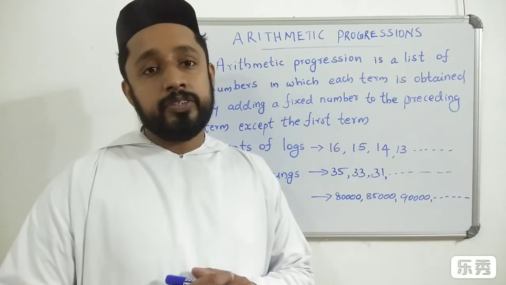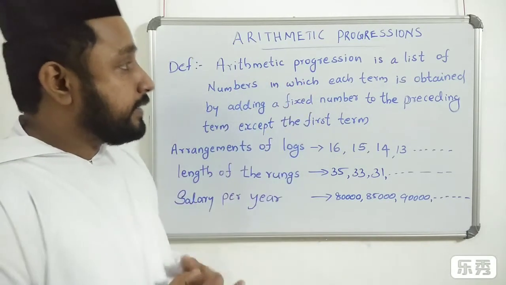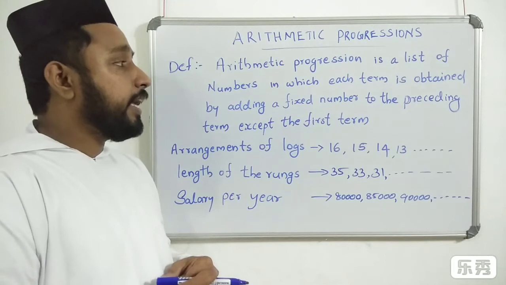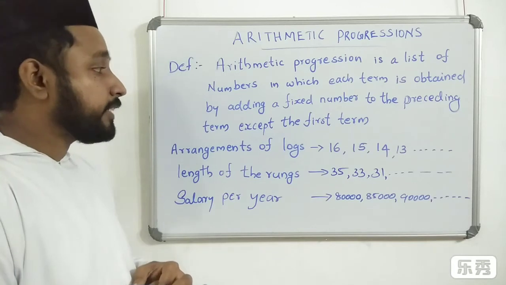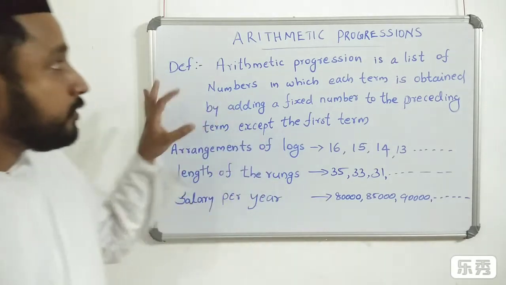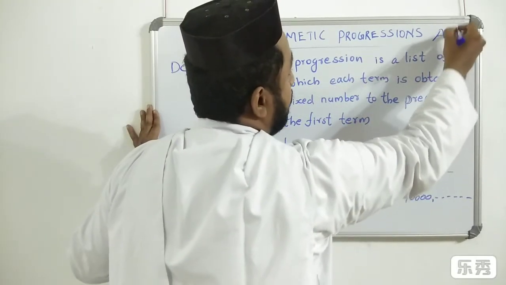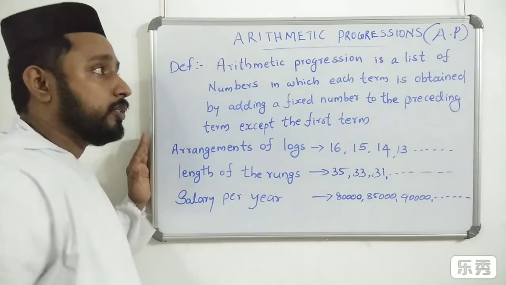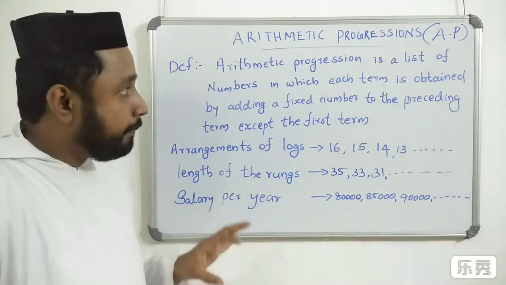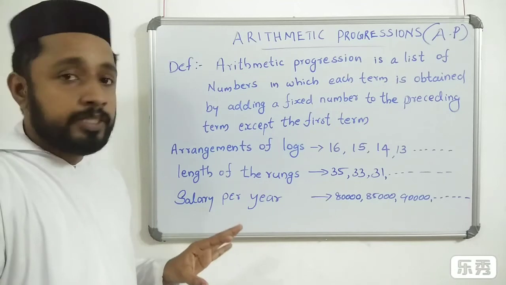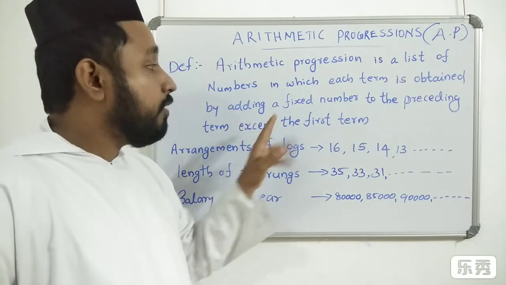Now, we are going to study the definition of arithmetic progression. Arithmetic progression is a list of numbers in which each term is obtained by adding a fixed number to the preceding term, except the first term. In short, we write AP. So, arithmetic progression is a list of numbers in which each term is obtained by adding a fixed number to the preceding term except the first term.